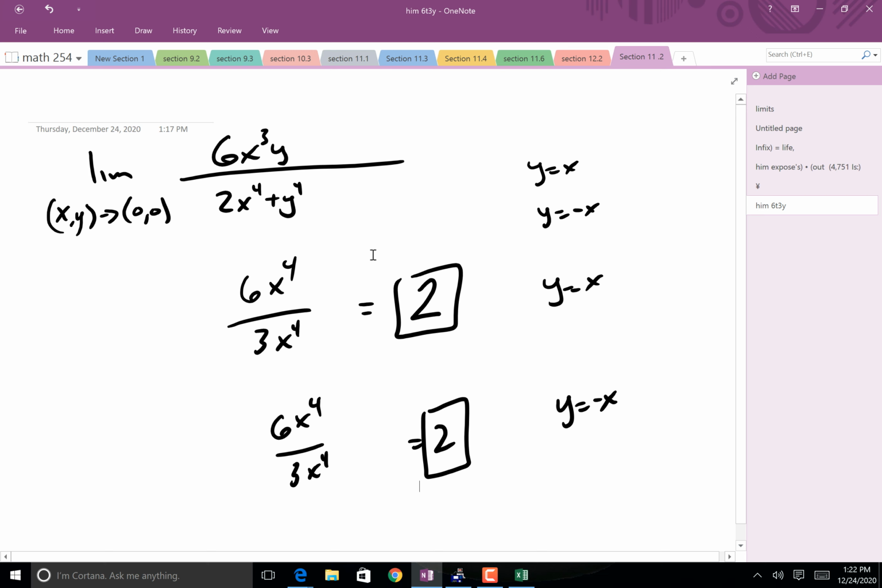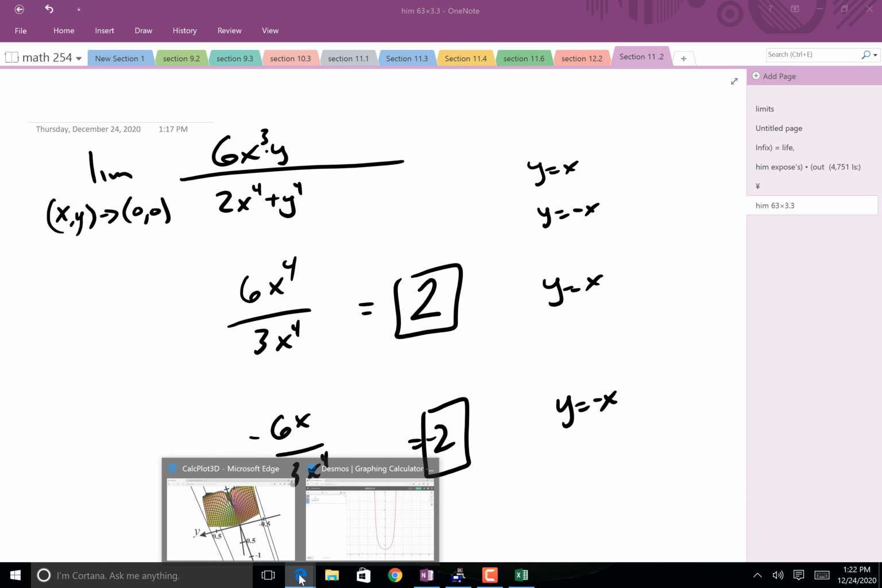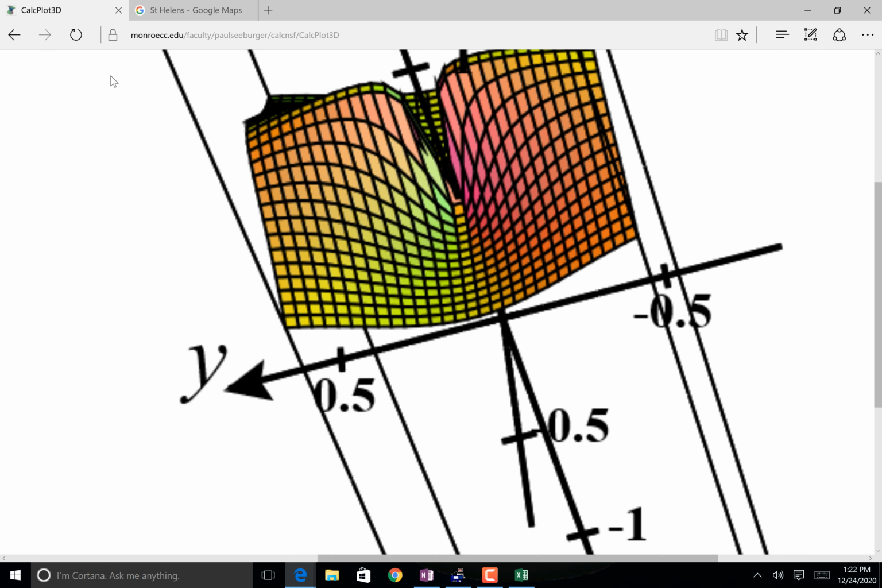X squared plus y. Oh. Yep, it would be negative 2 on this one. And why is that? Because it's not 6x. If you let y equal negative x, then you're going to have a negative right here. That's going to be negative. That's going to be negative 2. Okay? The fact that they're different, what does that lead me to believe? It's going to lead me to believe that this guy does not have a limit that exists. Phew, glad I caught myself on that guy.